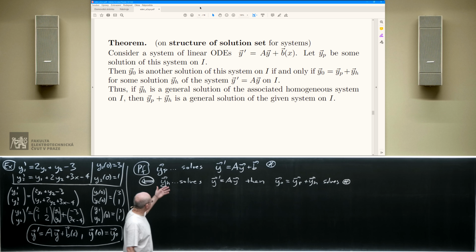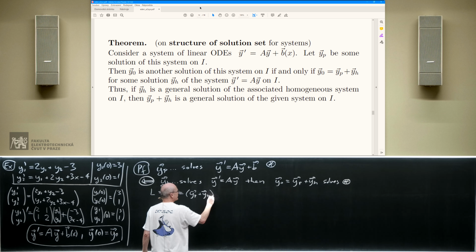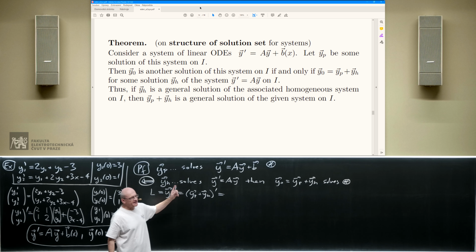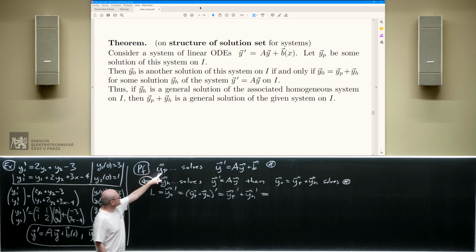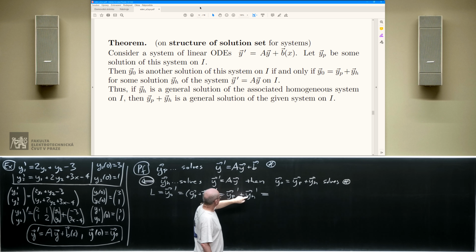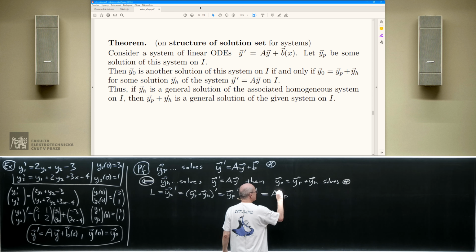Well, let's have a look at the left-hand side. The left-hand side is y naught derivative. What is y naught? Well, it's yp plus yh derivative. Now, these are vector functions. We know that the derivative is linear when we apply it to functions, and it's also linear when we apply it to vectors of functions. So I can split it. Yp derivative plus yh derivative. Let's see. What are my assumptions? Yp solves the original equation, so when I differentiate it here, I should get the right-hand side, Ayp plus b.